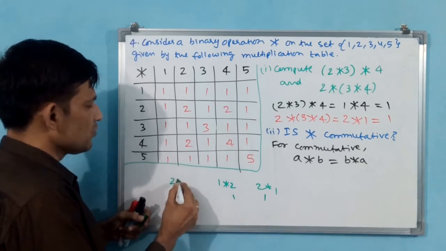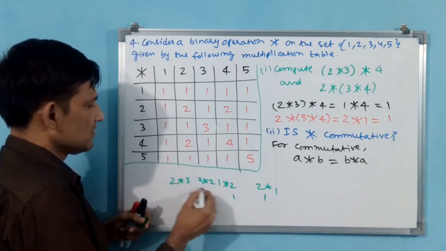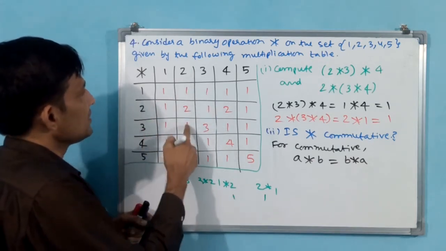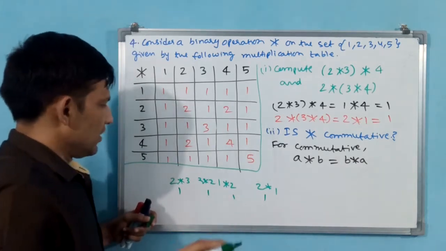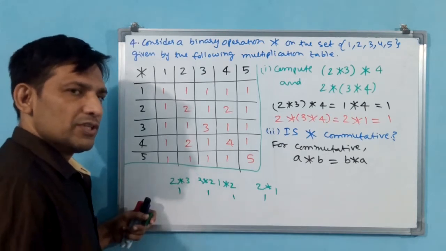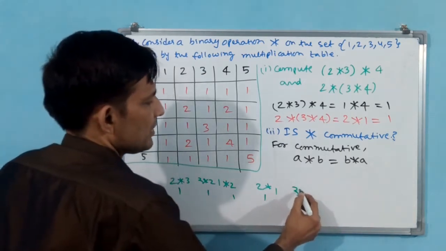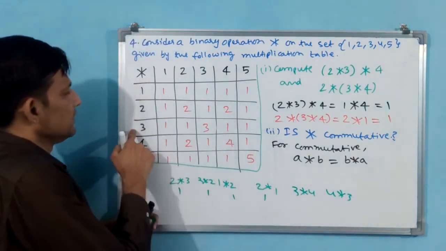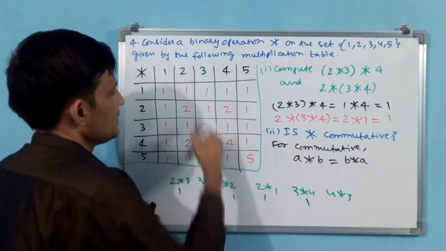This time I take 2 star 3 and 3 star 2. 2 star 3 is 1. 3 star 2 is also 1. That means this is also satisfied. Now we see 3 star 4 and 4 star 3. 3 star 4 is 1. 4 star 3 is also 1.